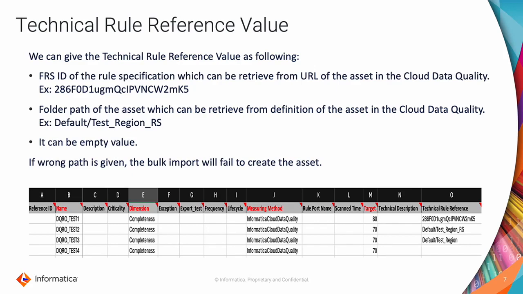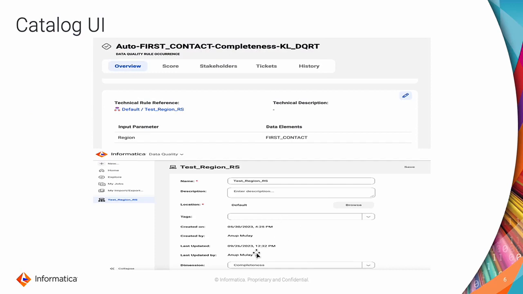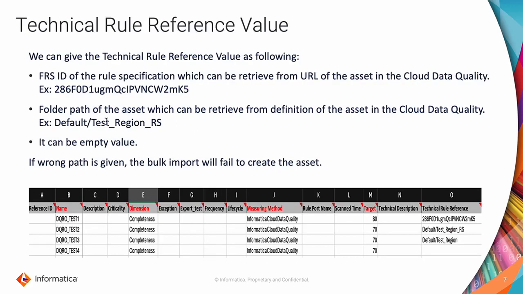So either you can give the FRS ID or you can give the folder path, which can similarly be retrieved from the definition. As we can see over here, the location is the default section, so default/test_region_rs. The same will be given in the folder path field. Also, it can be an empty value, in which case the DQRO asset will be created on the basis of the primary element. If a wrong path is given, the bulk import will definitely fail to create the asset.